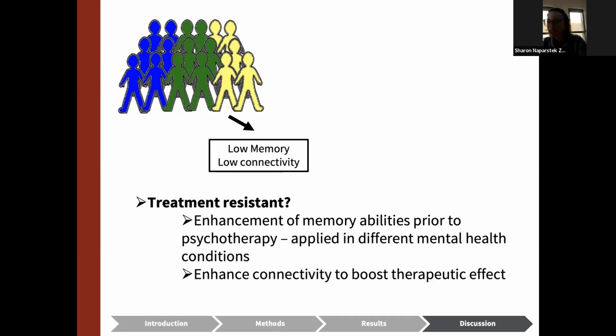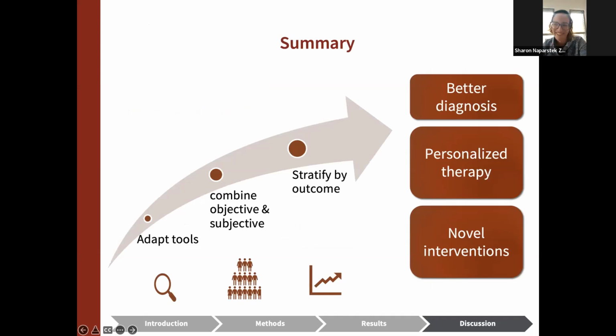So just to summarize, and I'm sorry for this hectic way to present, I think that this path, going through the use of adaptive tools and methods like other presenters today, the combination of subjective and objective measures, and the idea of stratifying patients in therapy by their outcome, leads us towards the ability to better diagnose, to make our therapies more personalized, but also the development of more novel interventions that are targeted for specific populations.